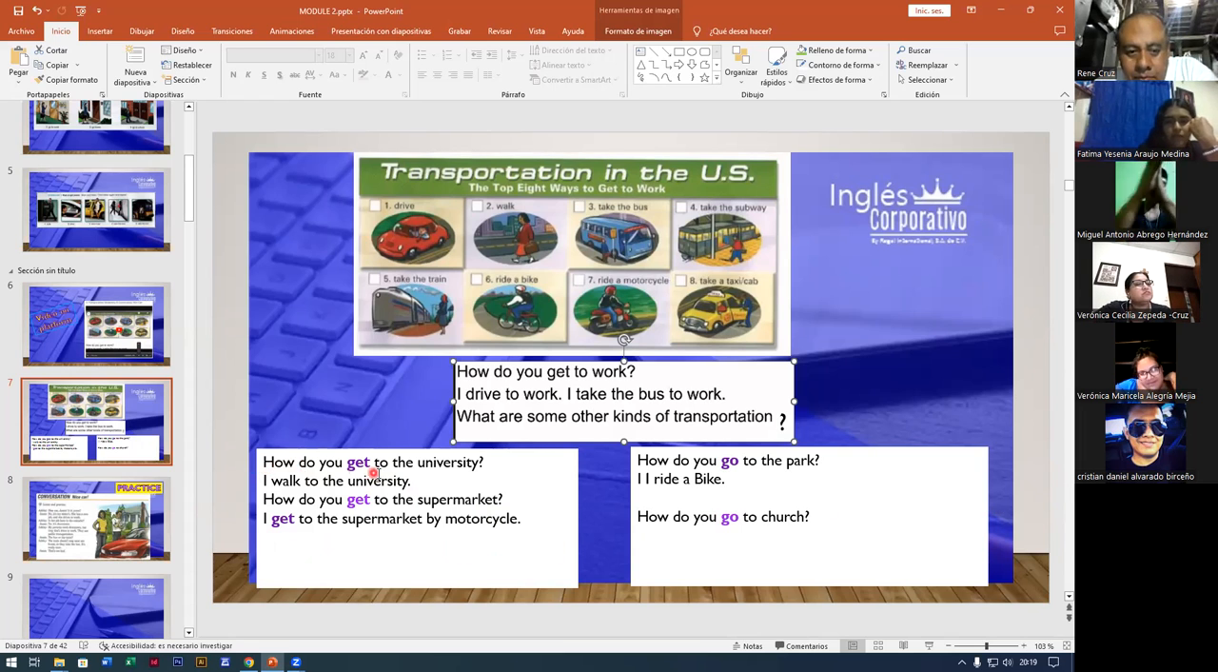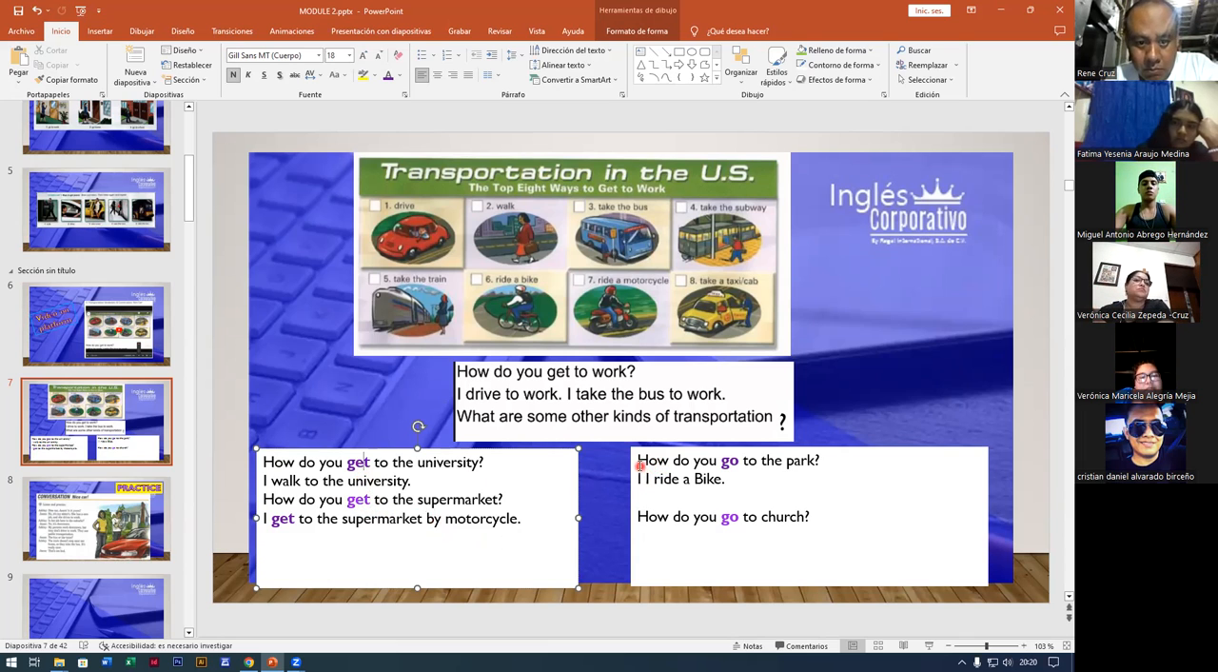For example, how do you get to the university? Walk to the university. How do you get to the supermarket? I get to the supermarket by motorcycle. That "by" is expressing the manner of transportation. That "by" means por medio de. Llego al supermercado por medio de, o en moto. Pero eso indica el medio de transporte. So, by motorcycle. This is when you use get.